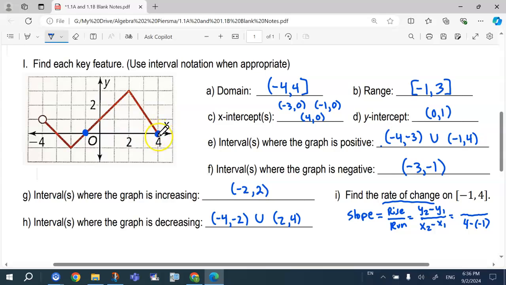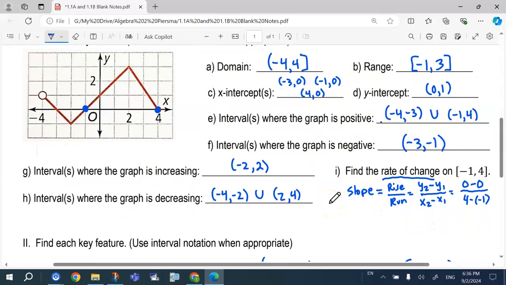So my y2 here is 0. My y value when x is 4. And over here, my y value is also 0 when x is -1. So if I do that calculation, I get 0 over 4 take away -1 is 5. 0 take away 0 divided by 5 is a slope of 0.